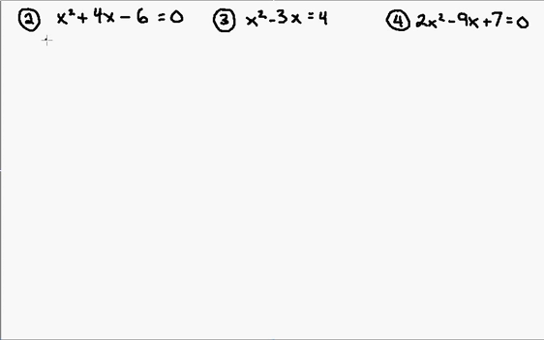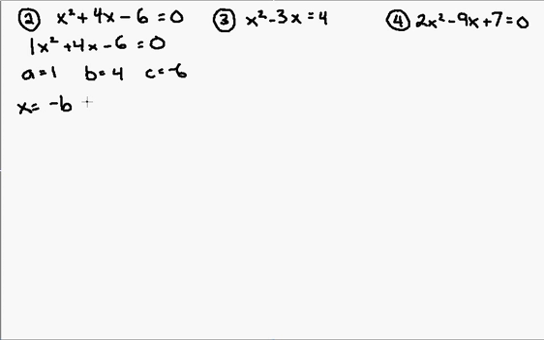Number 2, if I were to rewrite this, I would go 1x squared plus 4x minus 6 equals 0. Identifying my a, b, and c, a would be equal to 1, b would be equal to 4, c would be equal to negative 6. Looking at the formula, x is going to be equal to negative b plus or minus the square root of b squared minus 4 times a times c, over 2a.